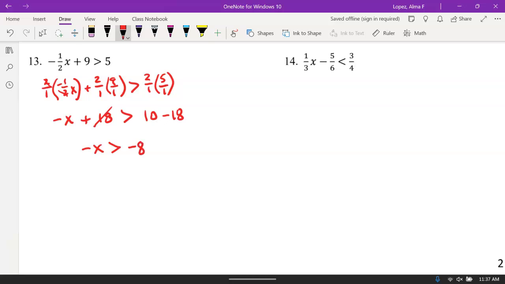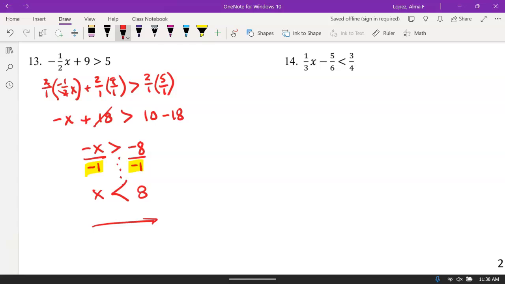I don't want negative x though, so I'm going to divide both sides by a negative 1. Ding, ding, ding, light siren, something's telling you reverse the symbol. Anytime that you're dividing by a negative number, this is the only time you do it, reverse that symbol. That gives me the x all by itself on the left-hand side. And on the other side, negative 8 divided by negative 1 is 8. But again, you reversed it because you divided by a negative.